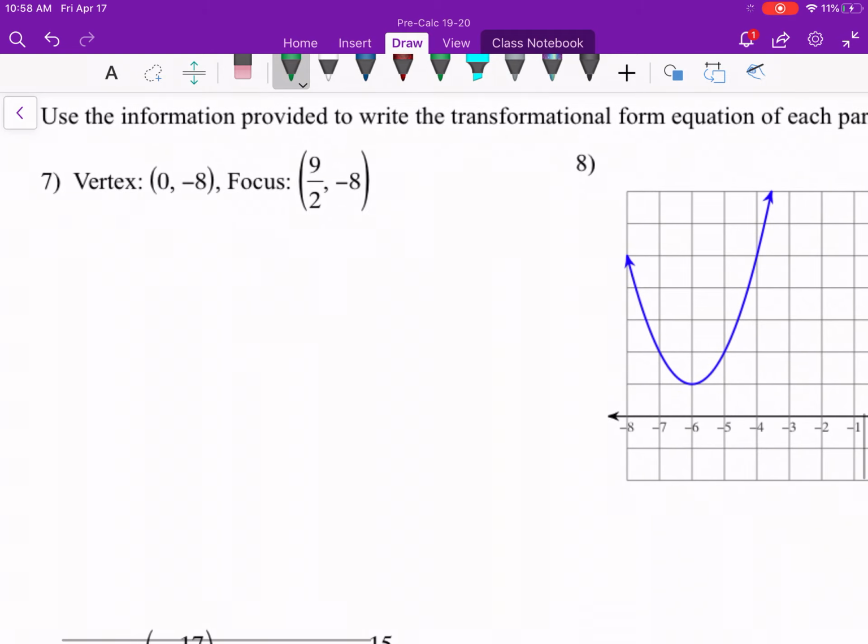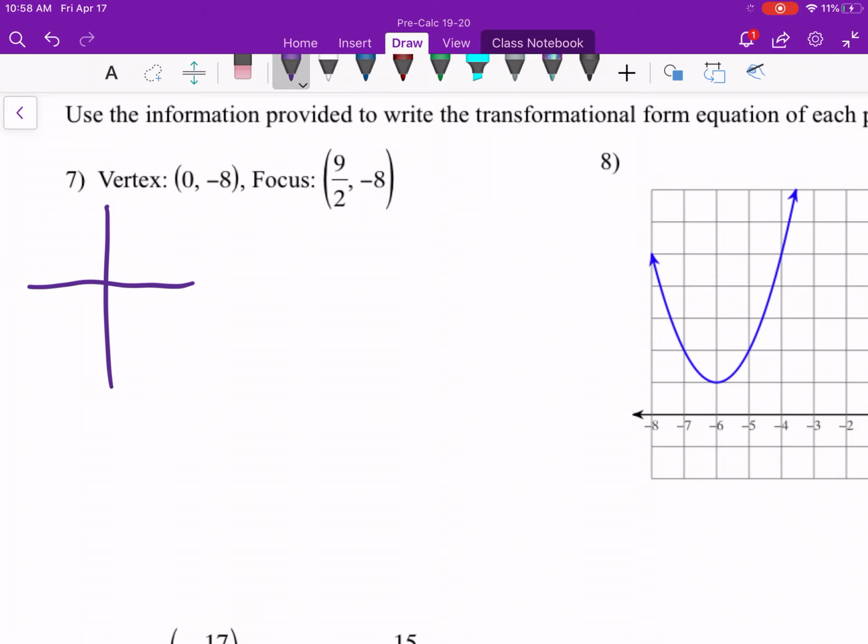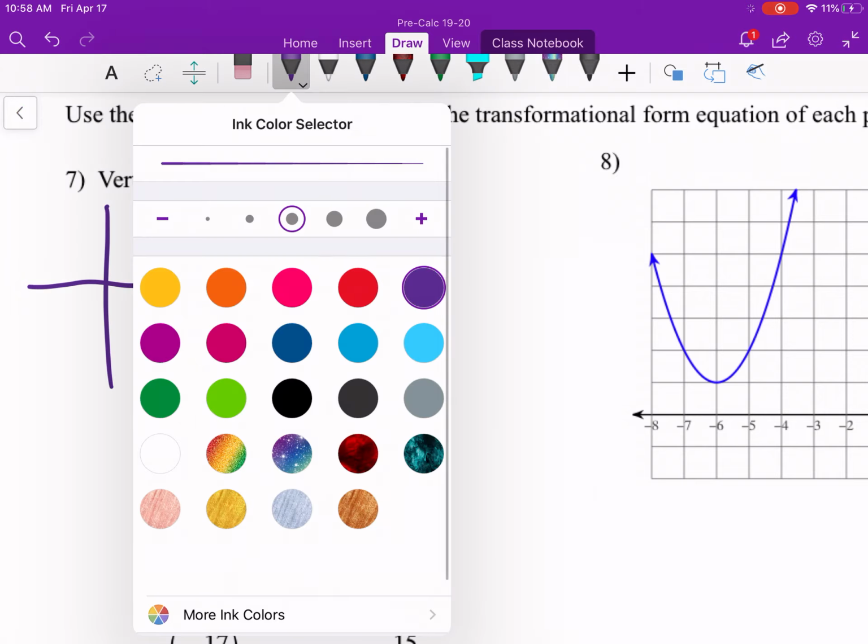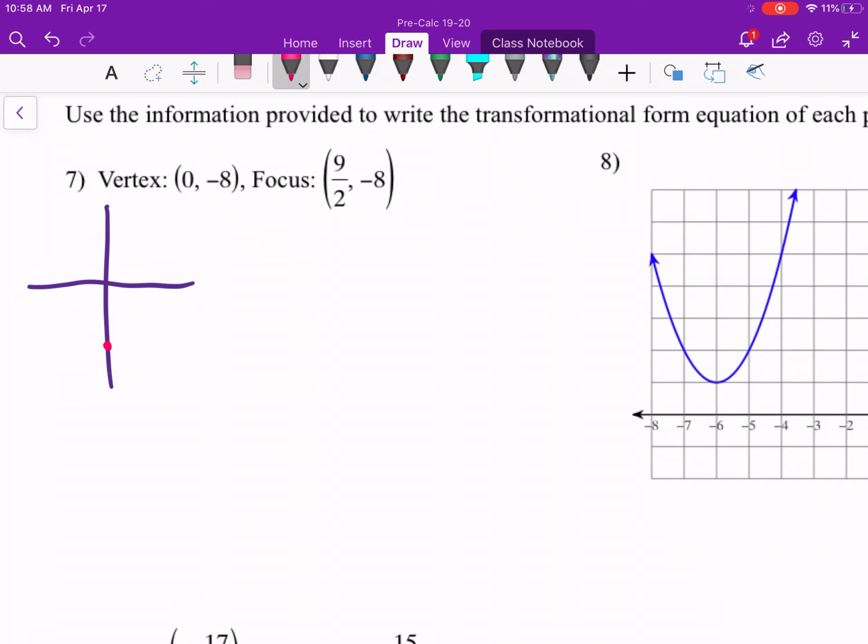So here's my sketch of the graph. This is going to help me keep my orientation of everything straight, and get my x coordinate, y coordinates correct, my axis of symmetry, and directrix, all good. So my vertex is at 0, -8. And my focus is at 9/2, -8. If you're not a fraction person, because you're like, what the heck is 9/2? Just type it in your calculator. Usually that helps, like plotting it on the graph. So this is at 4.5, but -8.